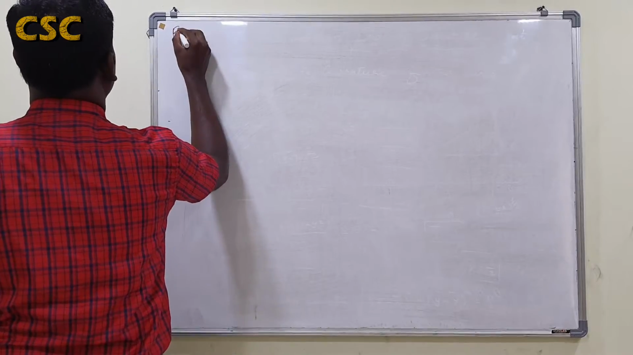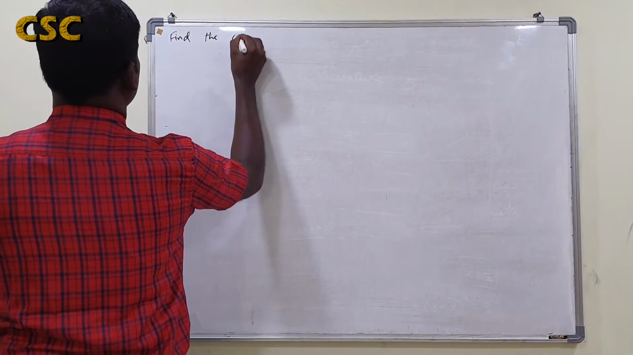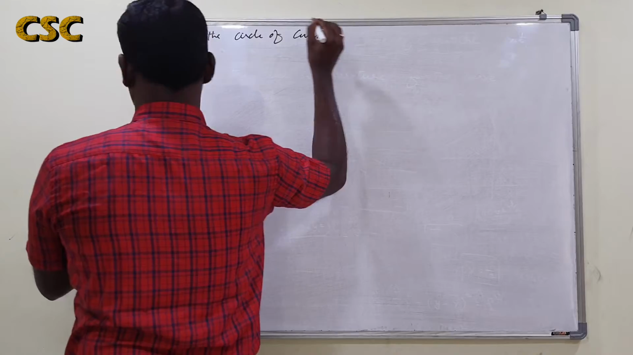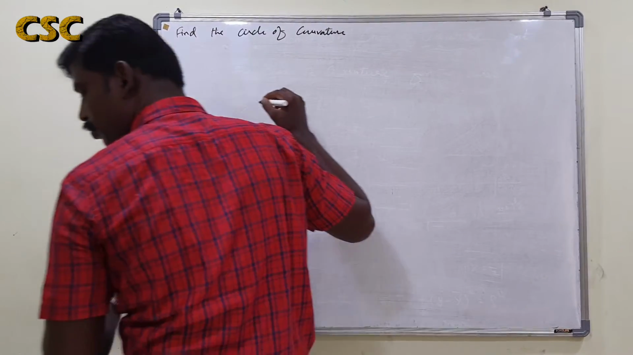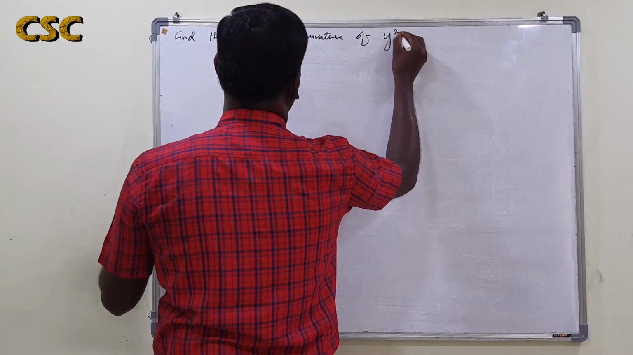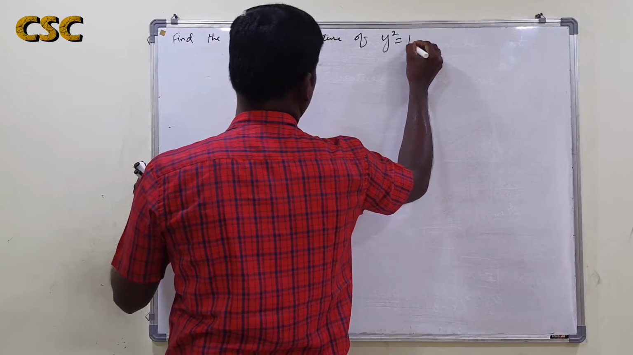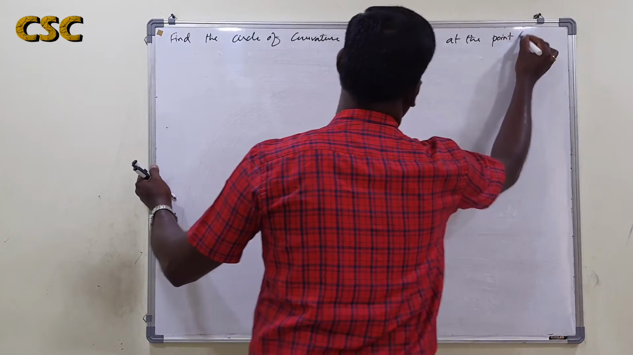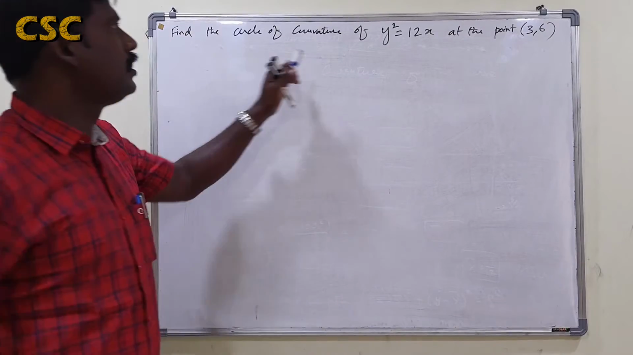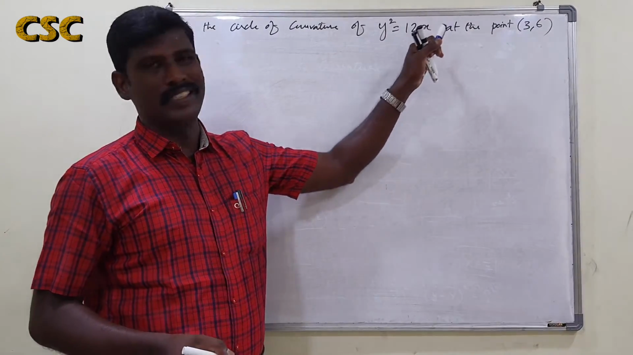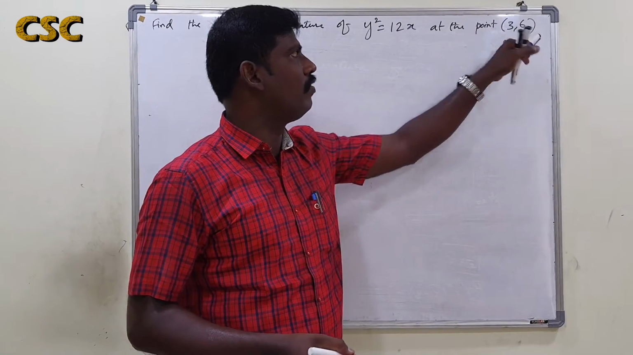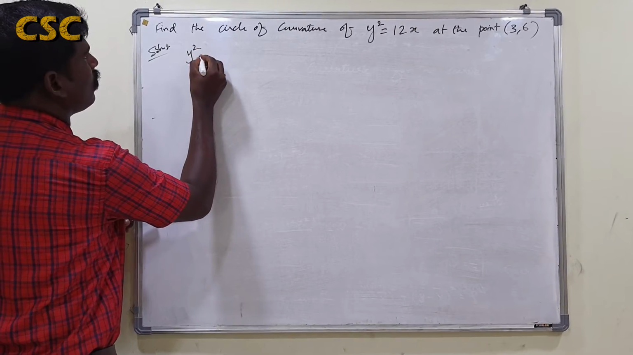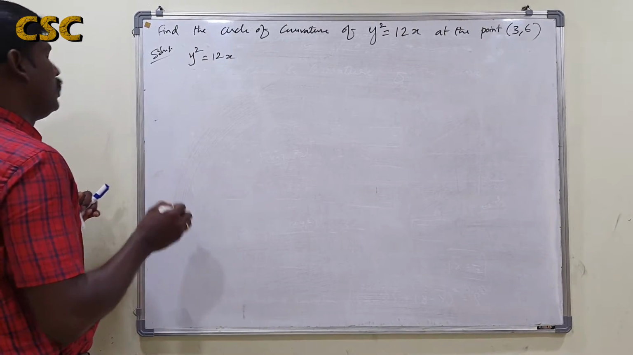Second problem. Find the circle of curvature of y square is equal to 12x at the point 3, 6. Again, it's a parabola. We are going to find the circle of curvature at the point 3, 6. Solution. So what is the given curve? y square is equal to 12x, isn't it?